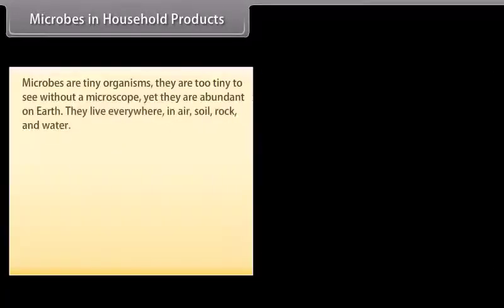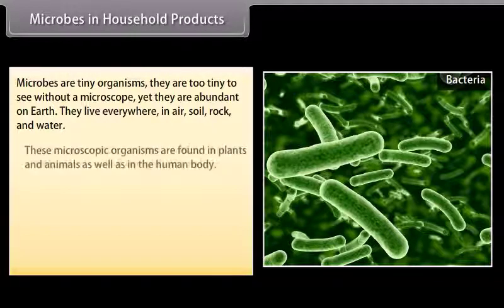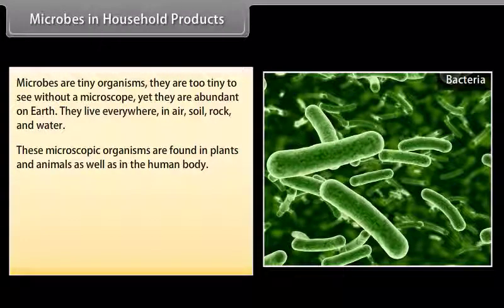Microbes in household products. Microbes are tiny organisms. They are too tiny to see without a microscope, yet they are abundant on Earth. They live everywhere in air, soil, rock, and water. These microscopic organisms are found in plants and animals as well as in the human body.